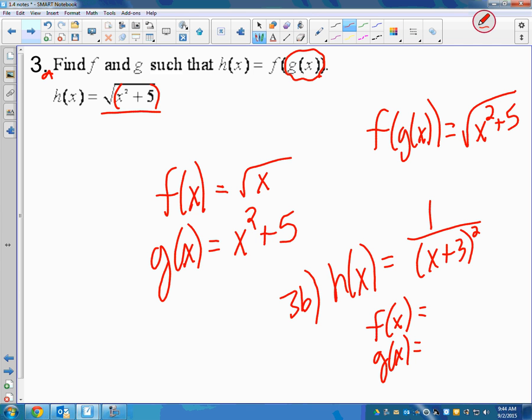What do you think, Levi? So which one is the inside and which one is the outside? Because it matters, right? The inside is x plus 3. The outside is 1 over x squared. And again, think about if that works. If I took this and I replaced x with x plus 3, do I get back to this problem? Yeah. Anybody see another one that would work on this one?